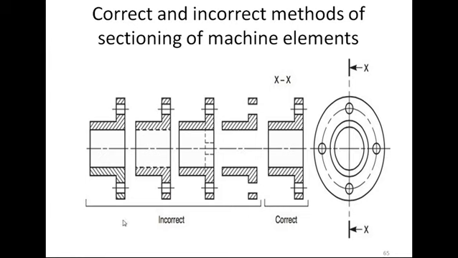The next one, why is this wrong? The inside hole is shown by a dotted line. As per our rule, we are required to take a continuous line or full line. So a dotted line shown here means it is wrong. Here also the dotted lines are shown, so it means it is wrong. As per our rule, it must be a continuous one.